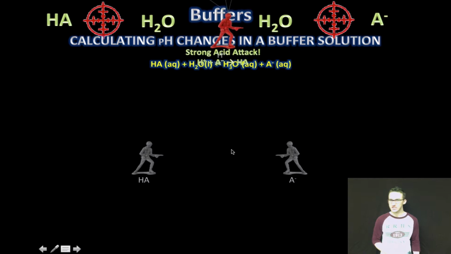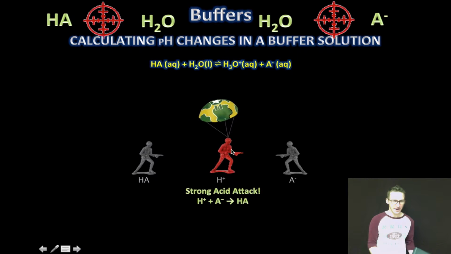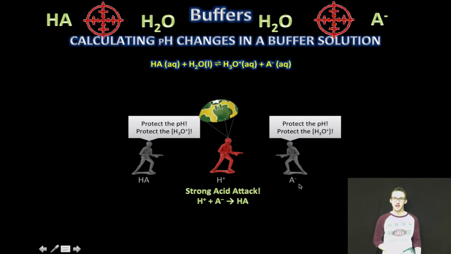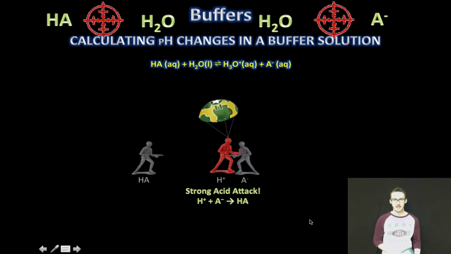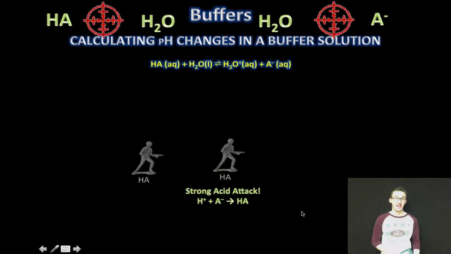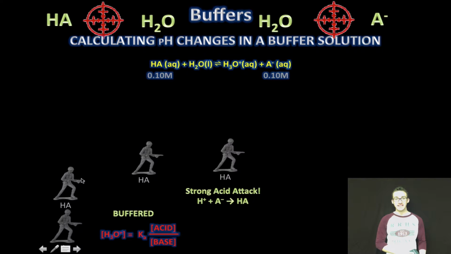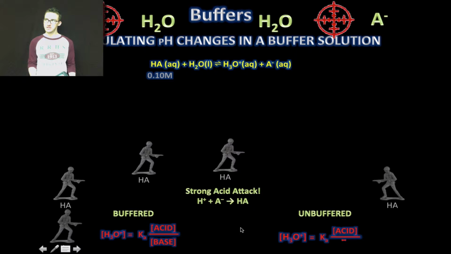Oh my goodness, we're being attacked. We're under attack by strong acid. Fear not, we've got some conjugate base there to protect the pH. It's going to neutralize that added strong acid and form additional weak acid molecules. Now, recognize in a buffered solution, you've got both weak acid and conjugate base available. It's like you're well protected on all sides. But in an unbuffered solution, it's like one of your flanks is left unprotected.